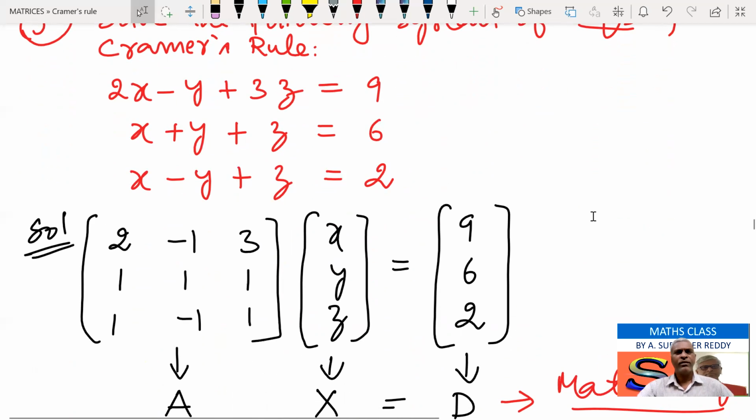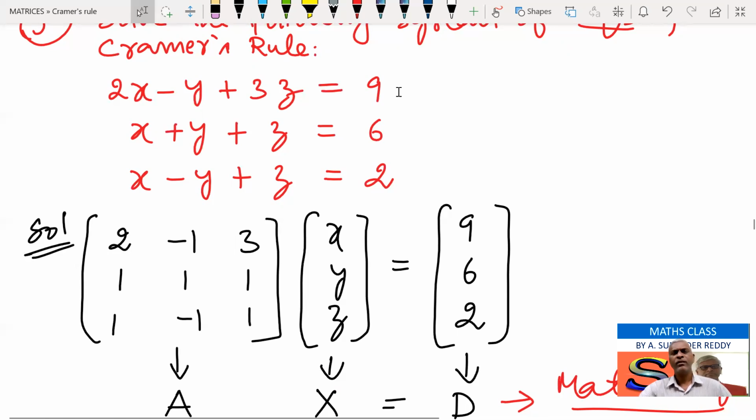In first step, we have to convert the equations into a matrix equation. That is, the coefficients of x, y, z in first equation: 2, minus 1, 3. Coefficients of x, y, z in second equation: 1, 1, 1. Coefficients of x, y, z in third equation: 1, minus 1, 1. So with all the coefficients, you get first matrix A. The second matrix will be x, y, z.